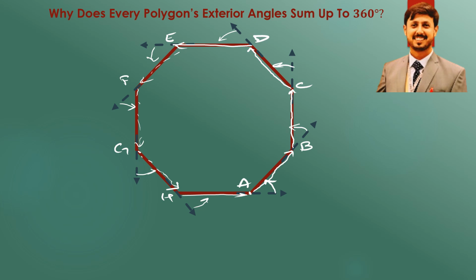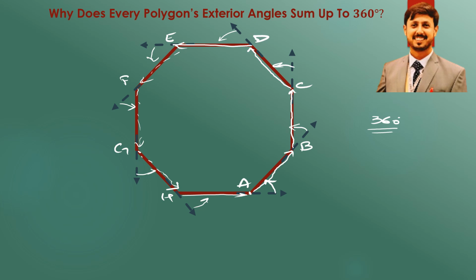So what does that mean? It means you have completed a complete rotation, a complete revolution. While adding up these small angles at vertices A, B, C, D, E, F, G, and H, you are now back at point A. That means you are at the starting point, and you have completed a complete revolution, which is 360 degrees. So it proves that the sum of all the exterior angles of the polygon is 360 degrees.